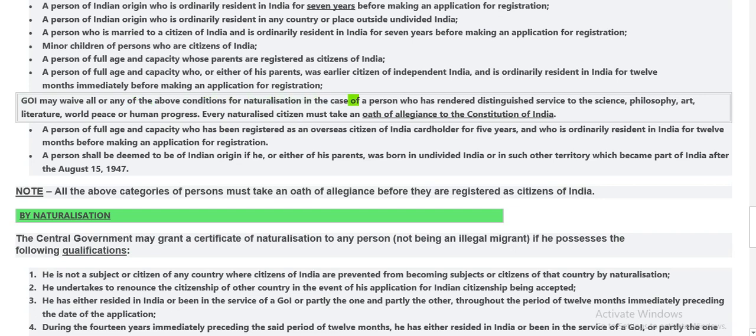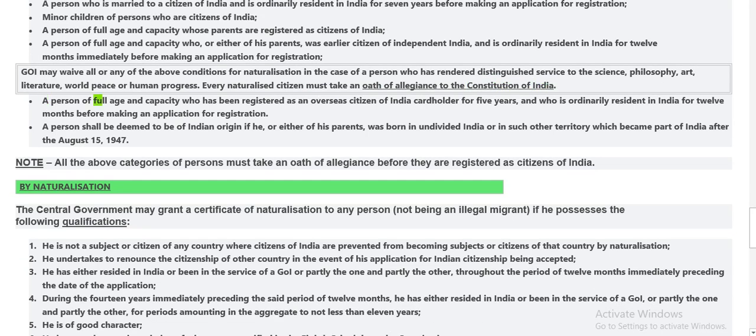The Government of India may waive all or any of the above conditions for naturalization in the case of a person who has rendered distinguished service to science, philosophy, art, literature, world peace or human progress. Every naturalized citizen must take an oath of allegiance to the Constitution of India.